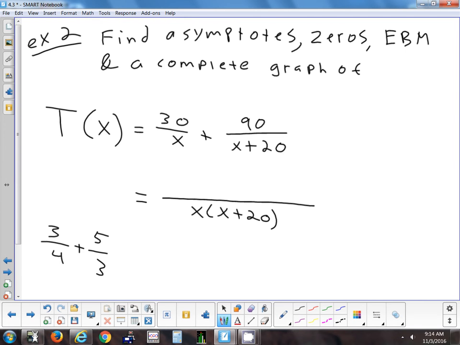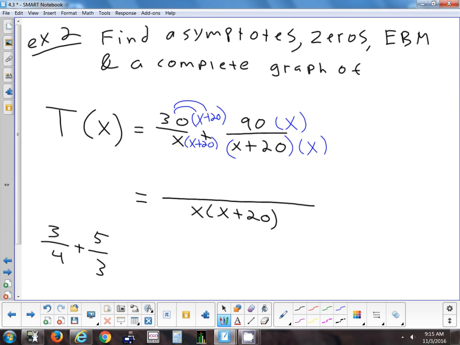Now, look at the fraction on the left. What is this denominator missing to have the common denominator? It's missing the x plus 20. So what I'd have to do is multiply top and bottom by x plus 20. Now look at the other denominator. What's this denominator missing? Just the x. So I'd have to multiply top and bottom by x. That's how we combine them together.